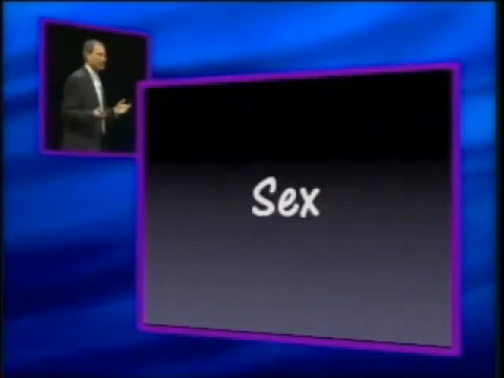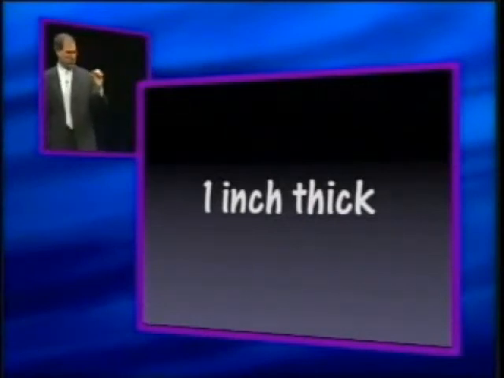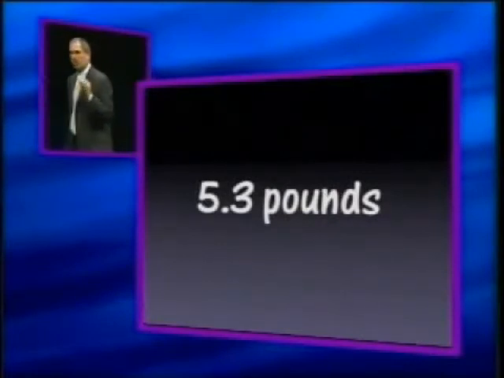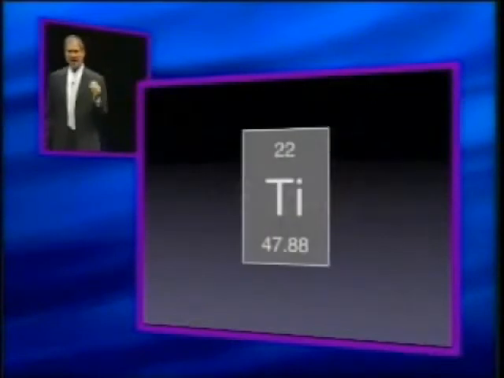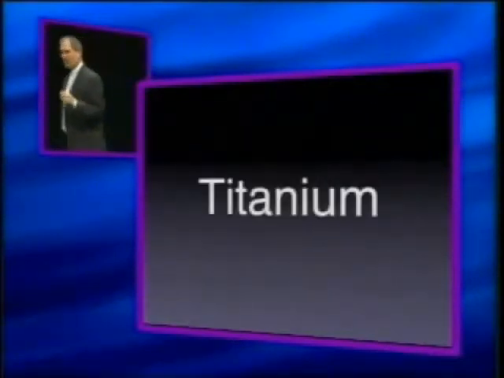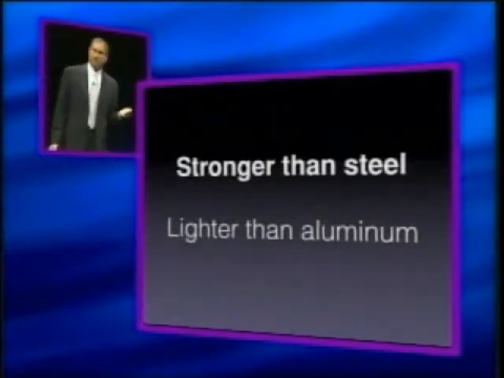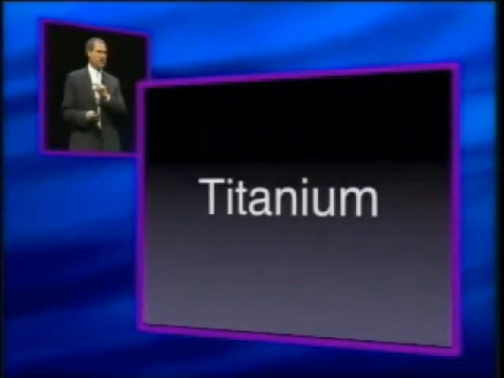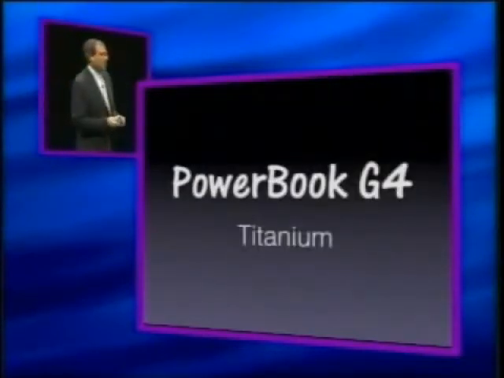But what about the sex? For the sex, it is 1 inch thick. It weighs 5.3 pounds, including the big screen and the DVD and the 5-hour battery. And it is made out of titanium. This stuff is amazing. It is stronger than steel and yet lighter than aluminum. It is absolutely the material of the future for making notebook computers out of. And so we think we've got the power and the sex in the PowerBook G4.